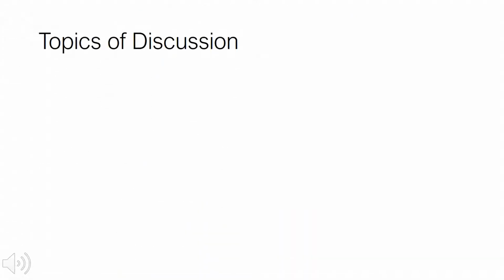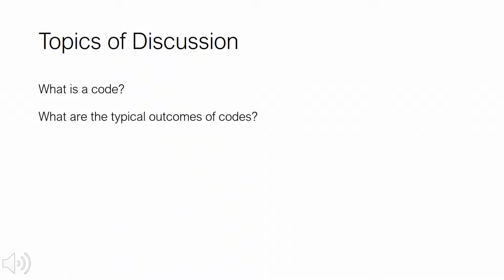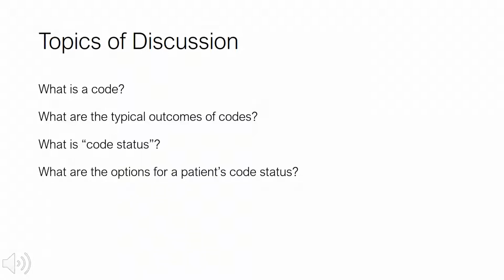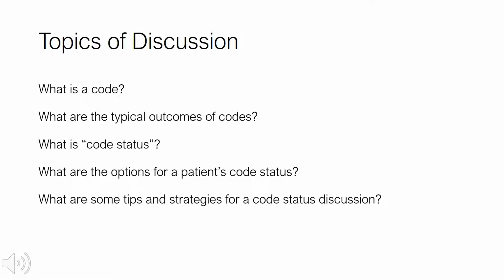Today, we're going to cover 5 topics of discussion. First, what is a code? 2, what are the typical outcomes of codes? 3, what is code status? And 4, what are the options for a patient's code status? Finally, 5, what are some tips and strategies for a code status discussion, particularly at the medical student level?